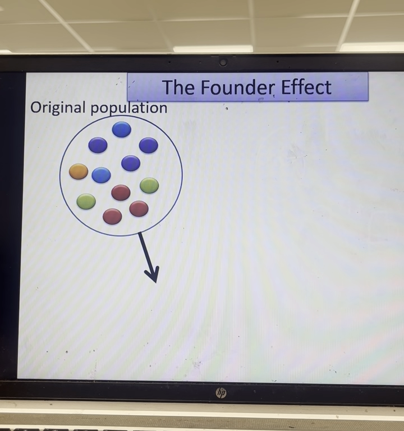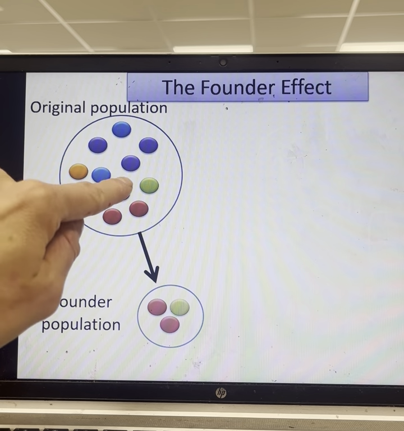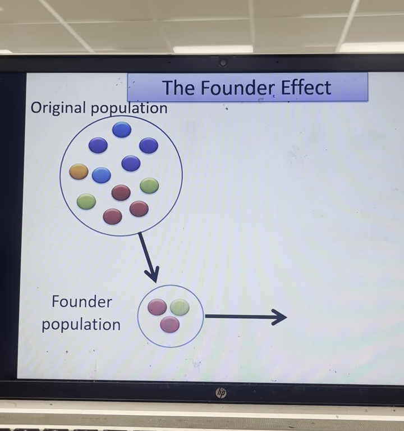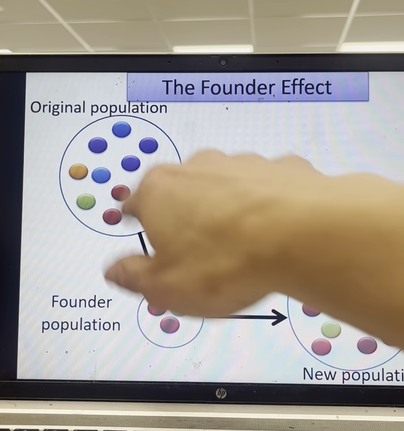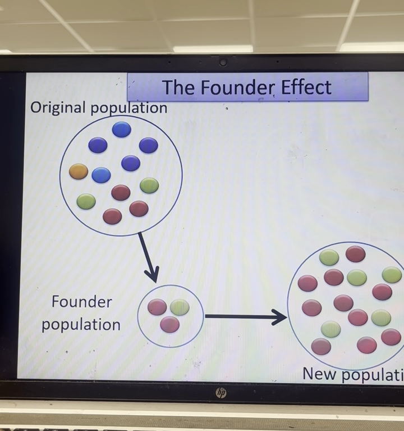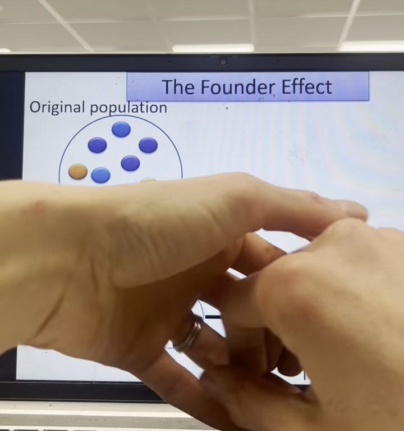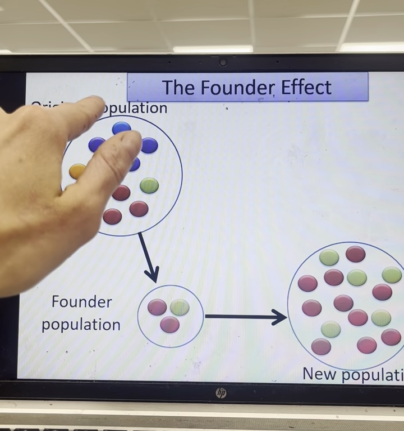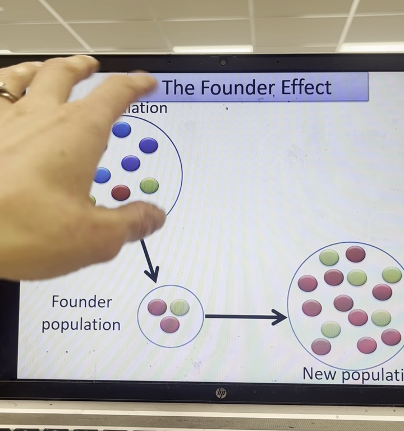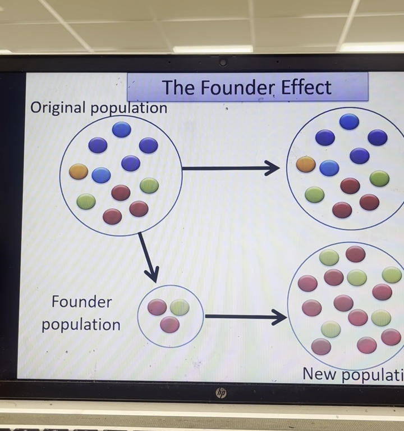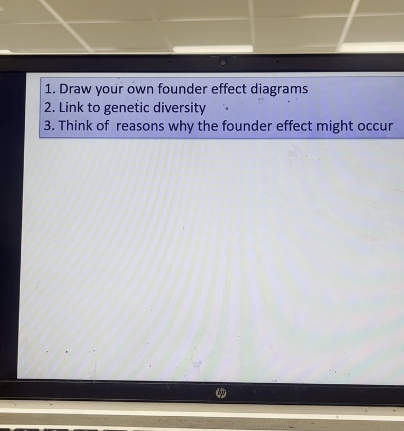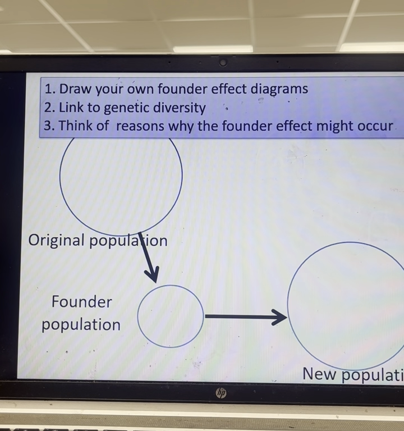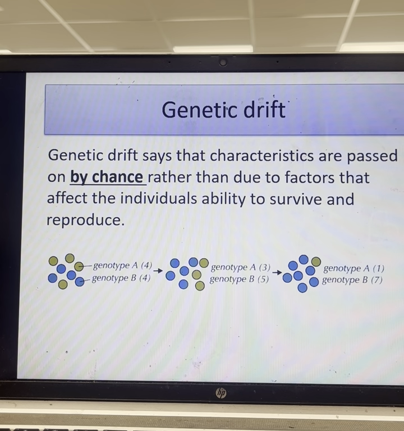Right, whatever. Original population, a couple of them break off. So you've got these guys moving abroad or moving to a different area. You then don't have the same variation that you had to start with. And in the new population, eventually we're going to get to a new species, but it's very different because there's way less variation than what you had in the original population. Over time, that could produce two totally new species. Draw your own founder effect diagrams. Hopefully you did, you get it, fine.